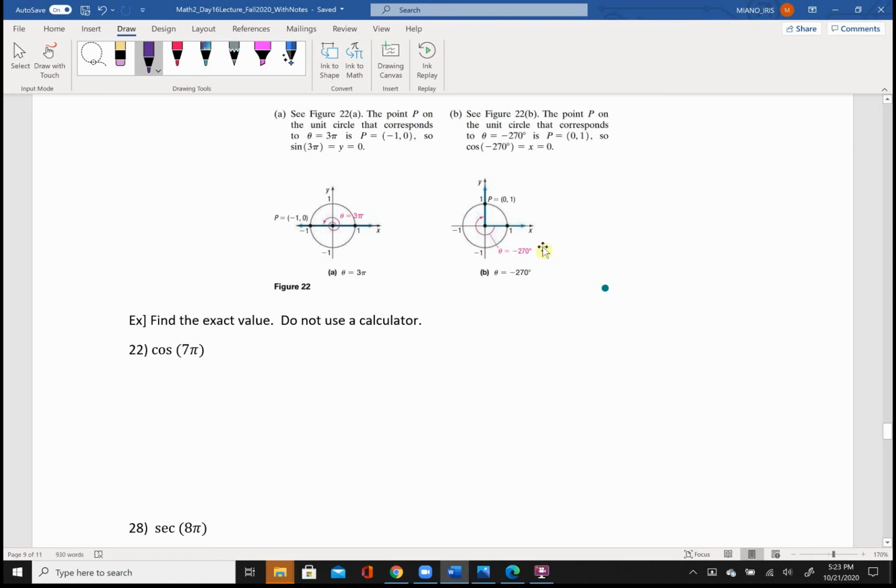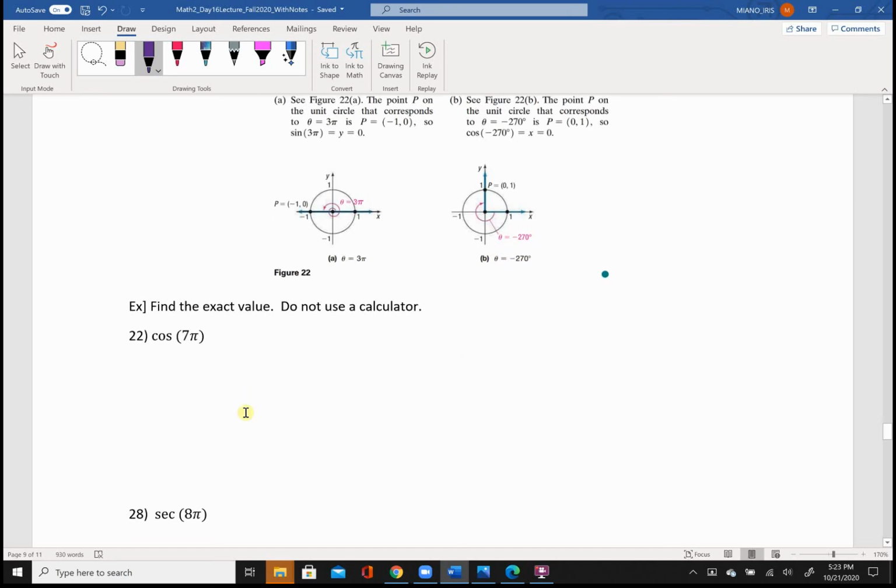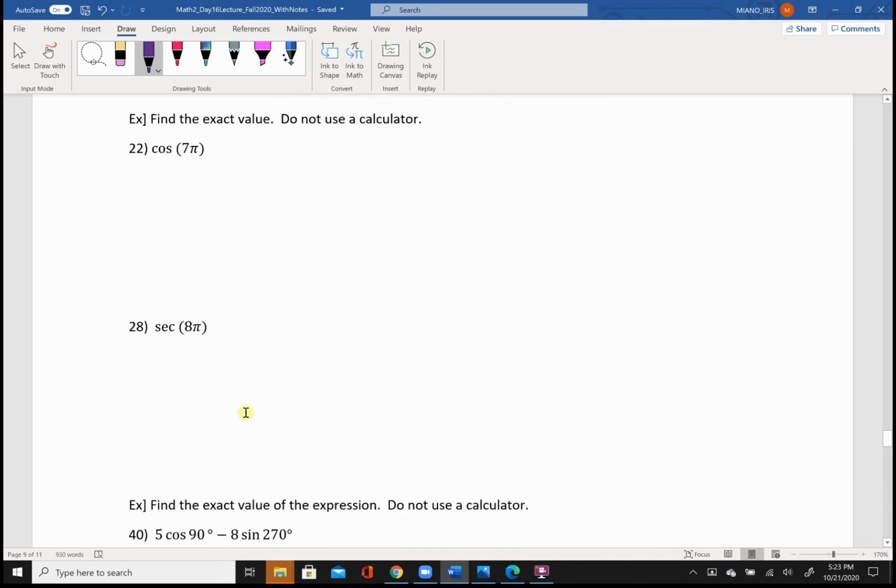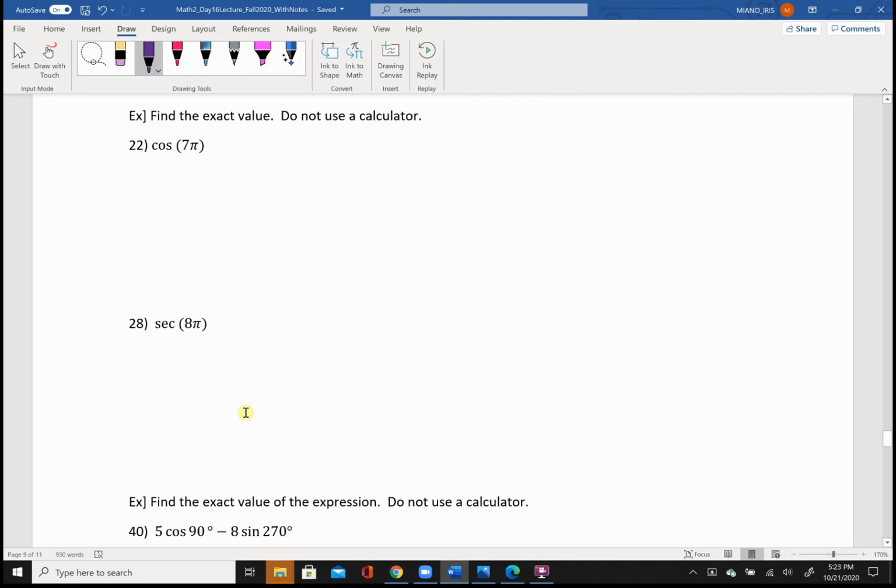Okay, and this one is in degrees, so certainly we'll go back and forth between the different types of measure for our angles. Okay, here is where the examples start. So let's find the exact value of the cosine of 7 pi. Okay, so here we go. Let me find my note page there. Here we go. So cosine of 7 pi.